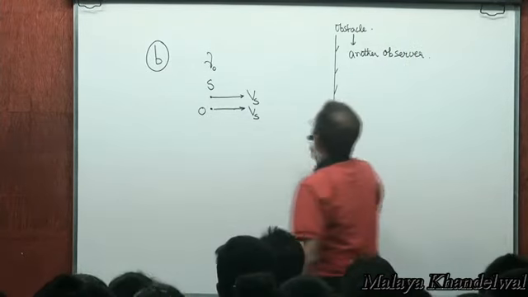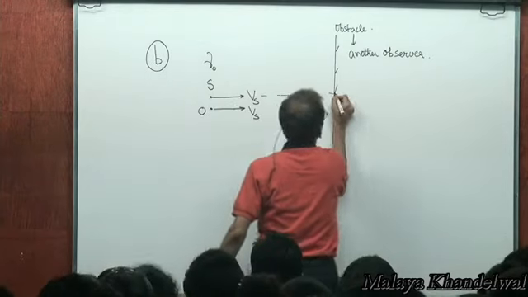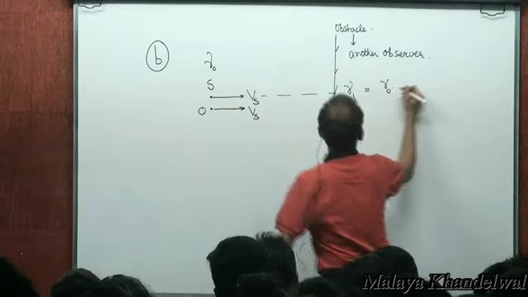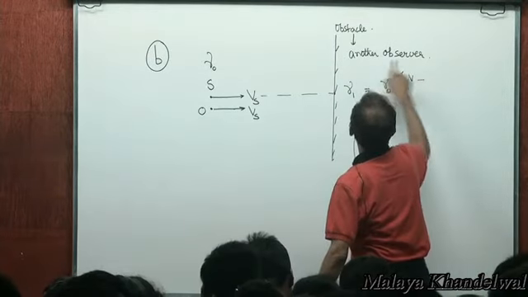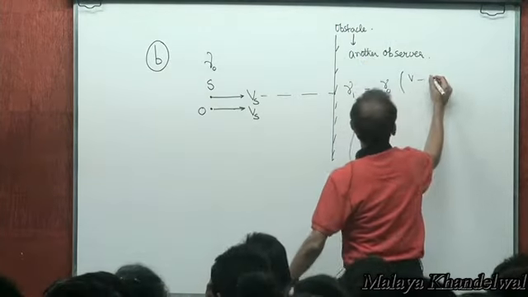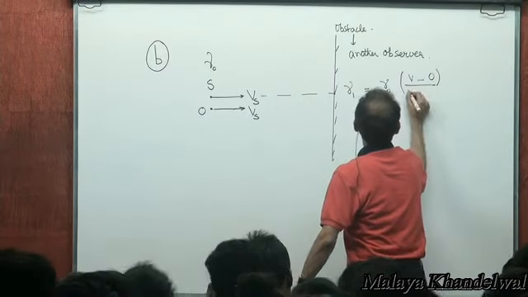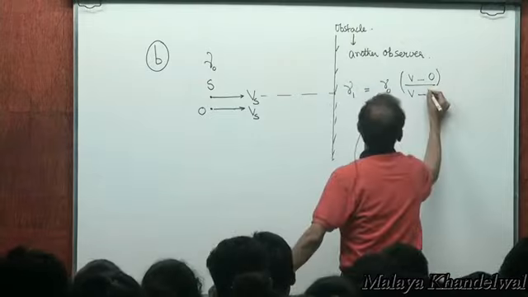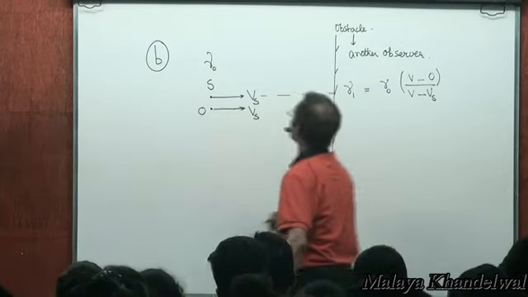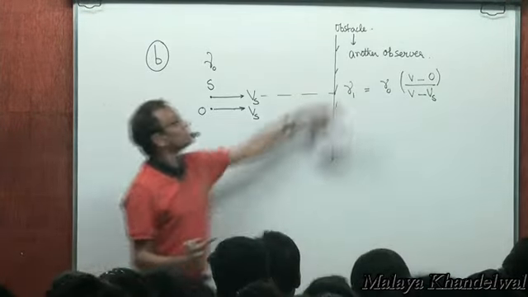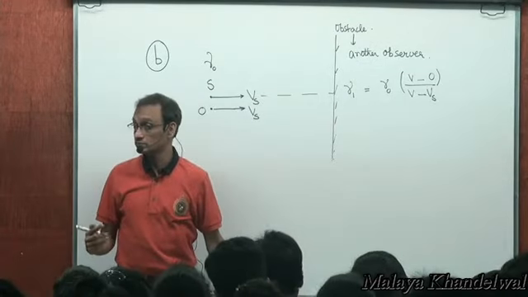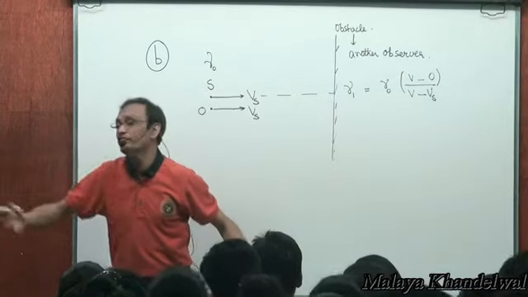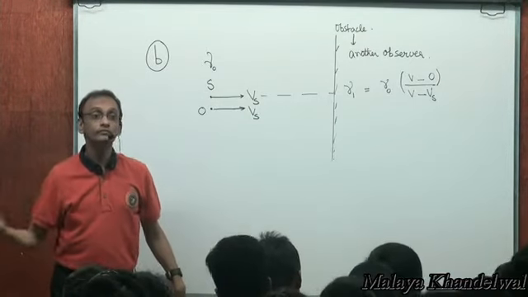Then what would be the frequency registered by this observer? The frequency registered by this observer would be the actual frequency gamma naught, times V minus V naught, where the velocity of this observer is zero, divided by V minus Vs, with source to observer taken as positive. So this is the frequency registered by, bless you, this obstacle. This is the frequency perceived by the wall, by the obstacle.